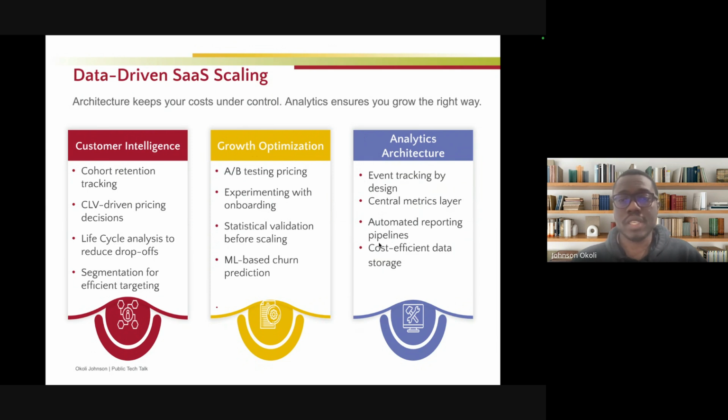Automated report pipelines. When necessary, you want to set up automated report pipelines to help guide your decisions. So instead of you going to view them, by default the system creates those reports and sends them over to help better your architectural choices and decisions. Cost-efficient data storage: data is important also. You want to ensure that your customers' data is safe, while also considering cost effectiveness.